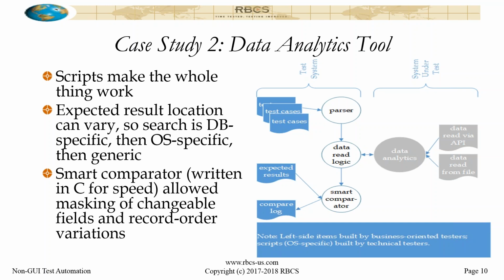So the business-oriented testers are working on the blue shaded stuff at the left side, and then in the middle, the scripts, which, as I said, can be OS specific, Unix or VMS, are all those things in the middle there, or if you prefer, on the right side of the test system column. The gray shaded stuff to the right of that is the system under test.